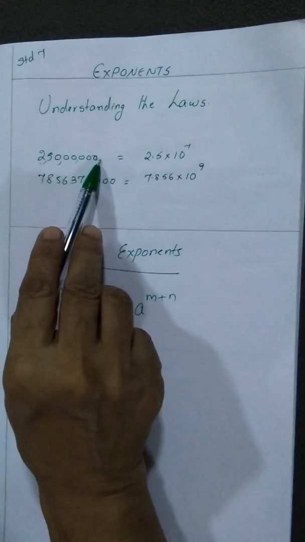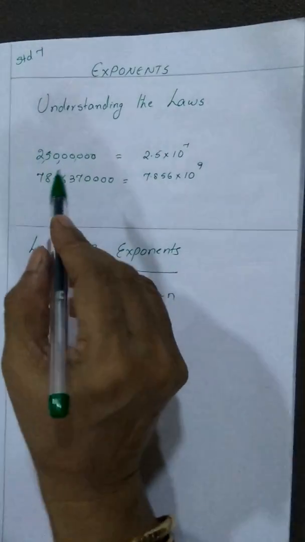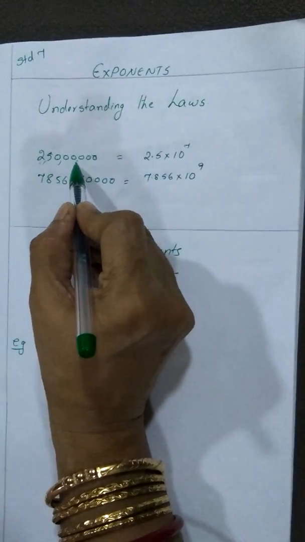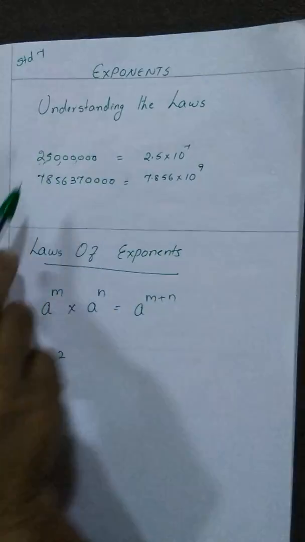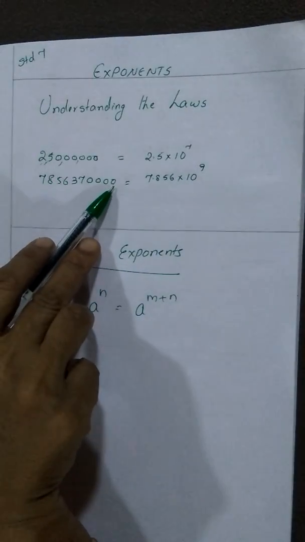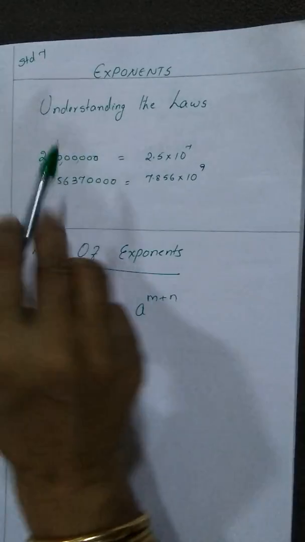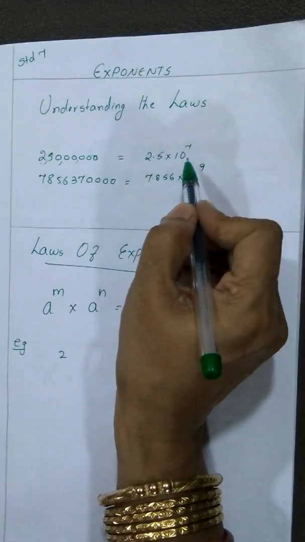See this number, such a huge number. It's very difficult to read. You have to put a comma and then read. And this number, you see, is still a bigger number. So we can write these numbers in a shorter form using the exponents.